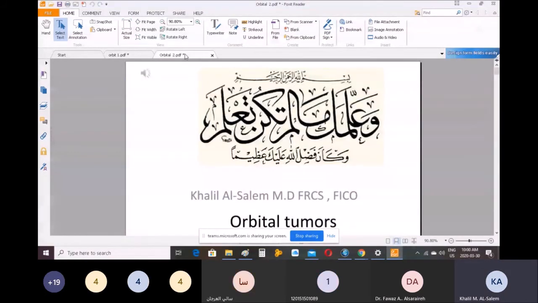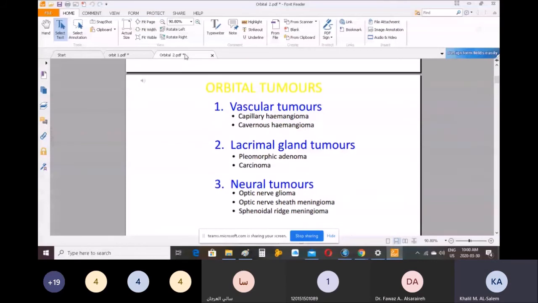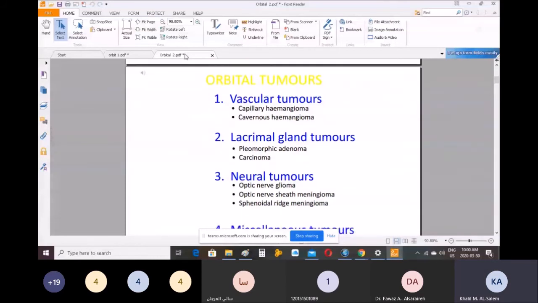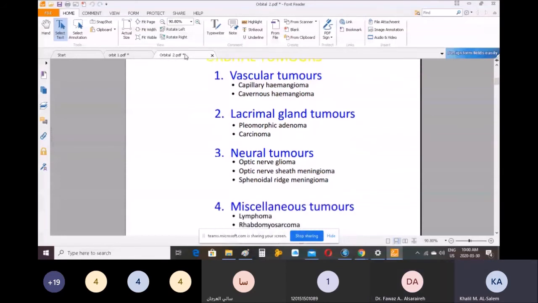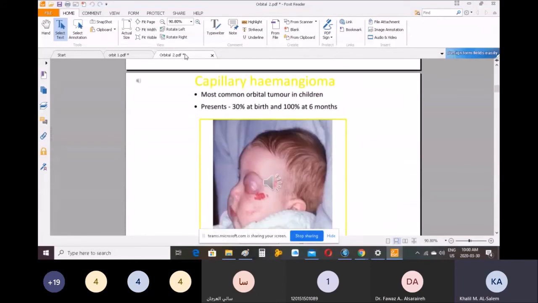Bismillah ar-Rahman ar-Rahim. Now we're going to talk about orbital tumors. Orbital tumors can be of vascular origin. The lacrimal gland takes a very big share of those. Neural origin, and we have some miscellaneous tumors that we will be talking about.